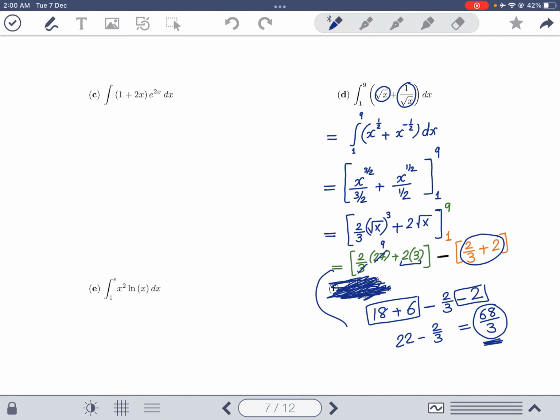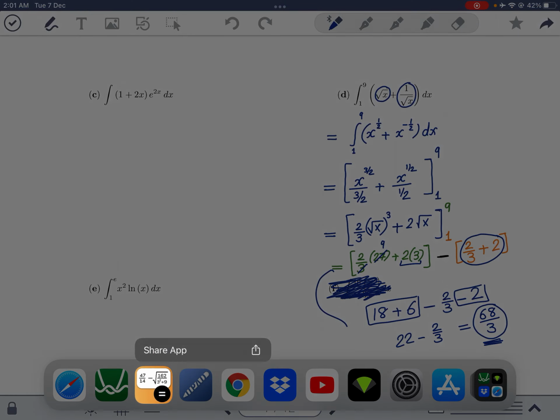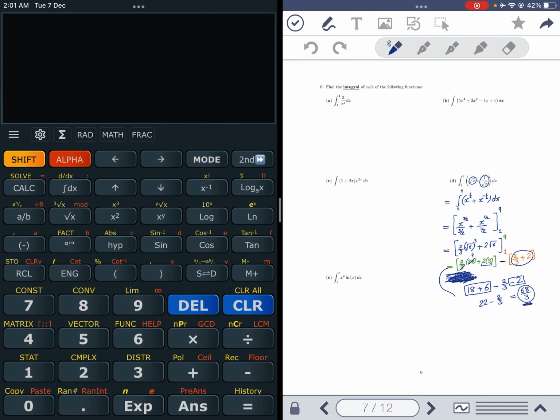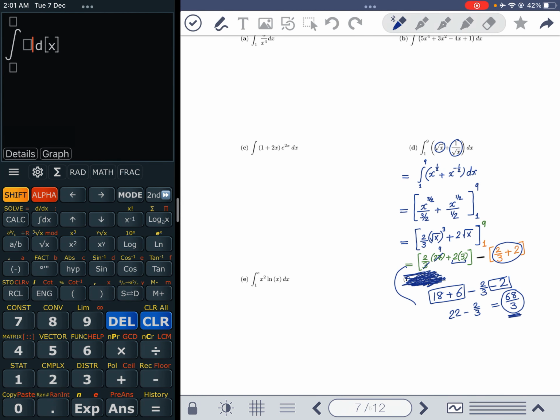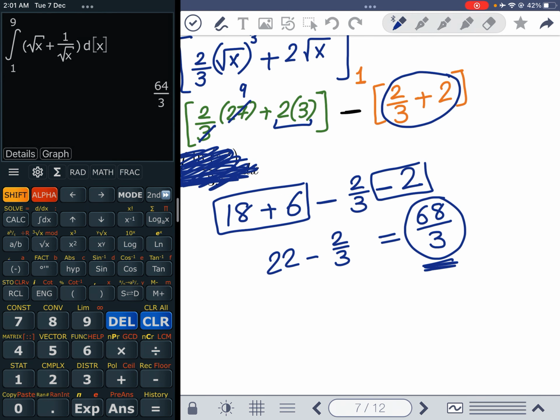We can check it, of course, now with the calculator, and this is one of the ones you can do with your calculator because it's a definite integral. So the integral from 1 to 9, and please do it with your calculator to check it also while you're solving this with me. Okay, radical x plus a fraction 1 over radical x equals 64 over 3. I'm sorry, I said 68, but it should be 64 over 3.